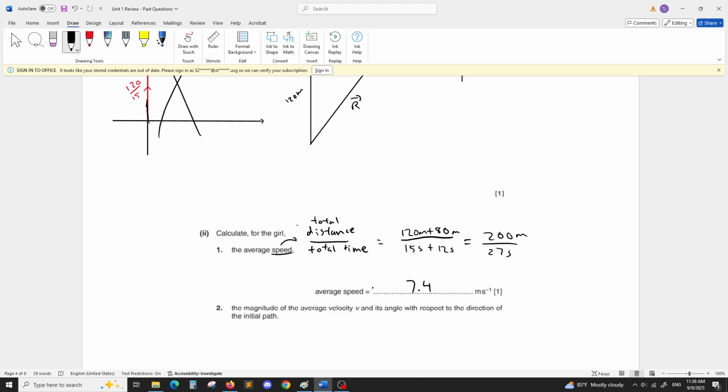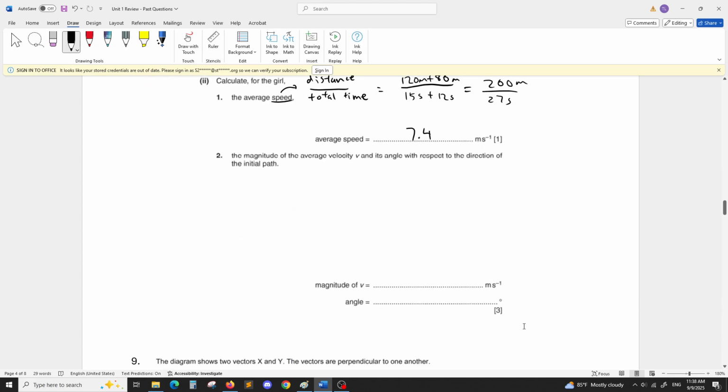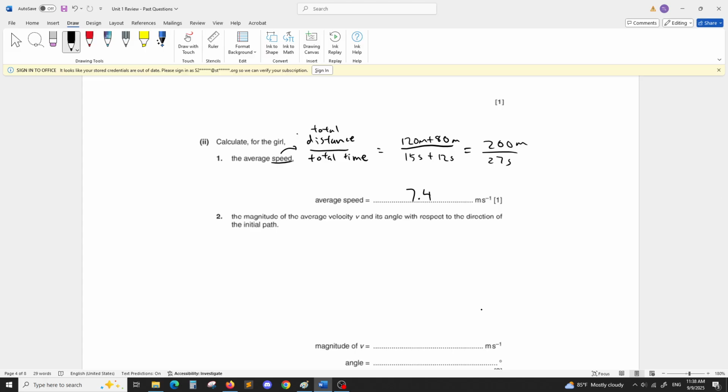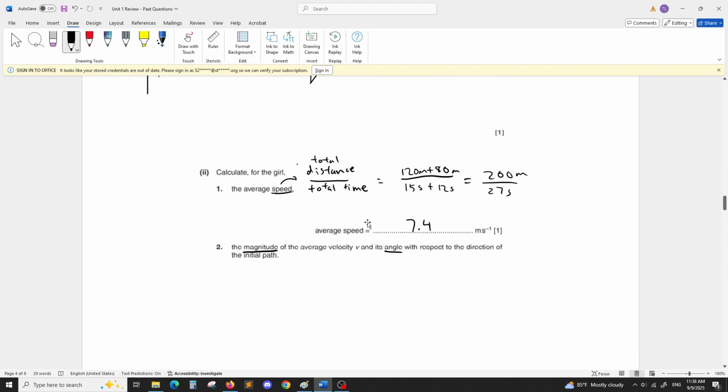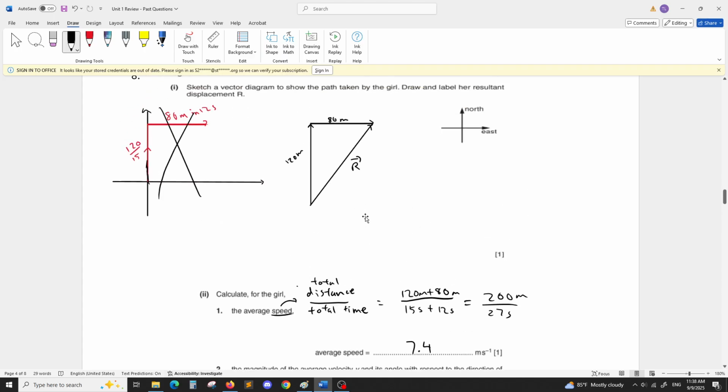So now they want the magnitude of the average velocity and its angle with respect to the direction of the initial path. Okay, so they're actually asking for two things here. They want the magnitude and they also want the angle. So we have our resultant vector, and now we just need to calculate the velocity. Since our initial diagram talks about displacement, we just need to divide it by our time to get our velocity.